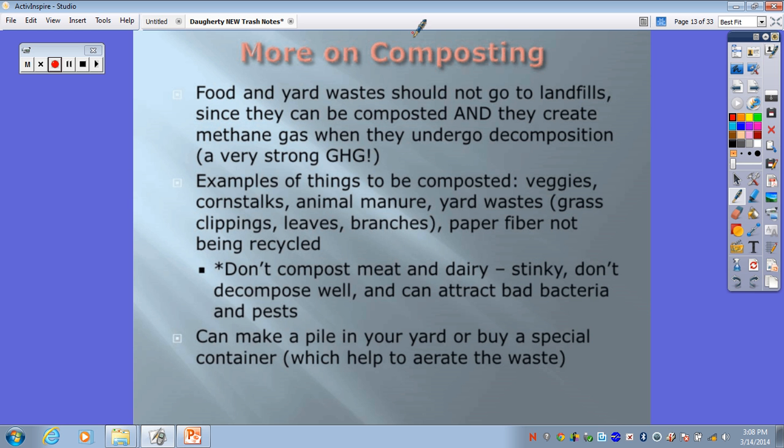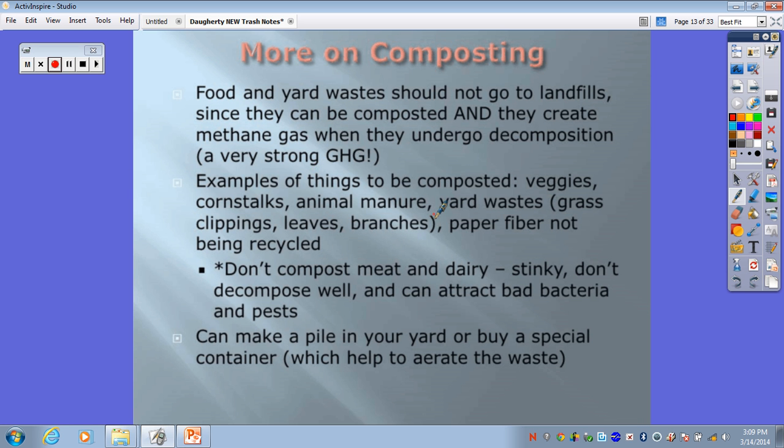Okay, so let's talk about some specifics on composting. You can use food and yard waste that should not be going to the landfill, since we said they can be composted and they would just take up space in the landfill anyways. Also, when they undergo decomposition in anaerobic environments, meaning environments that are lacking oxygen, they can create methane gas, which we know is a really strong greenhouse gas.